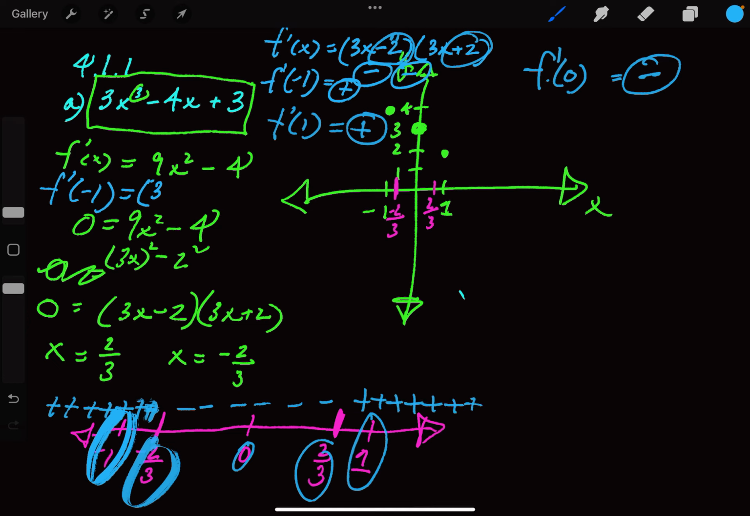And now I know where my function's increasing and decreasing. My function is increasing, you could say, on from -infinity to -2/3.